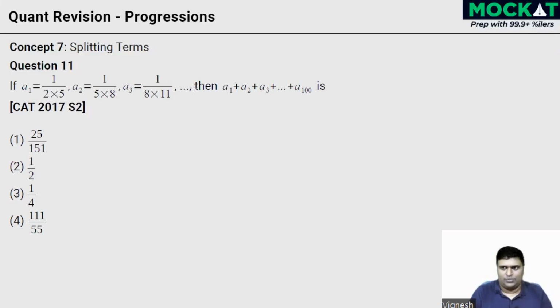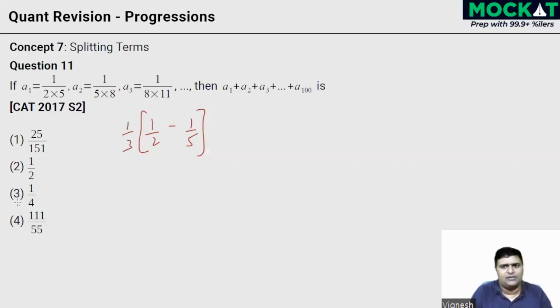So what are these questions about? These questions are about splitting this into 2 terms and subtracting. 1 by 2 into 5 can be written as 1 by 2 minus 1 by 5. But if I take the LCM, I'm going to get 5 minus 2 divided by 2 into 5. The denominator becomes 2 into 5, but that 5 minus 2 is giving me a 3, and I don't want the 3.